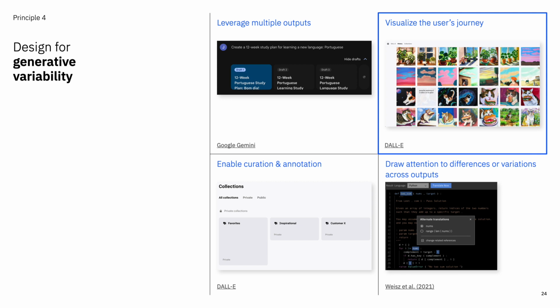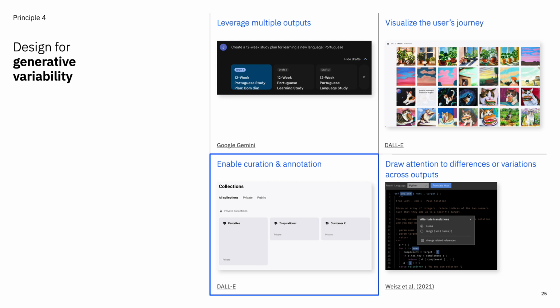But it's also important to include the user's prompts and model parameters in this history, since they may not be able to easily reproduce their results otherwise. Users will also need some way to manage all of the outputs they've generated, so features like DALL-E's collections that help them curate, annotate, organize, label, search, and filter can really help.